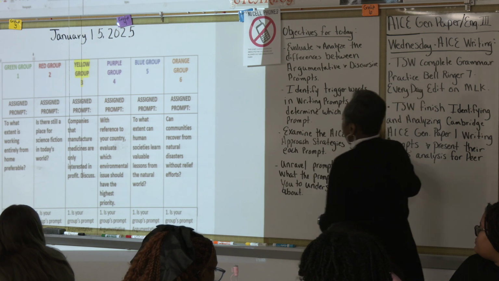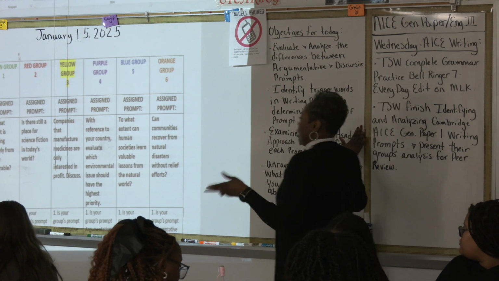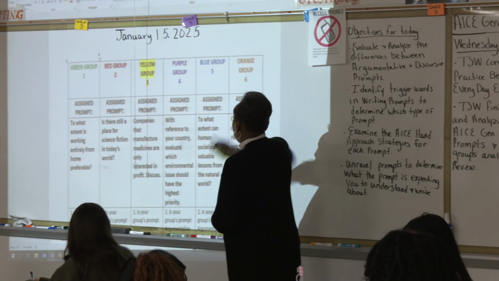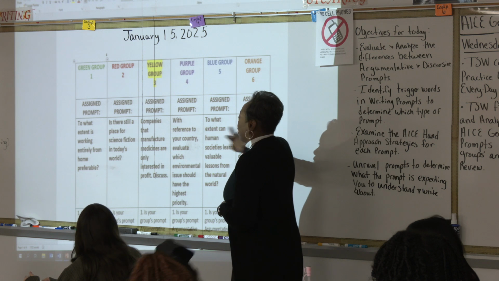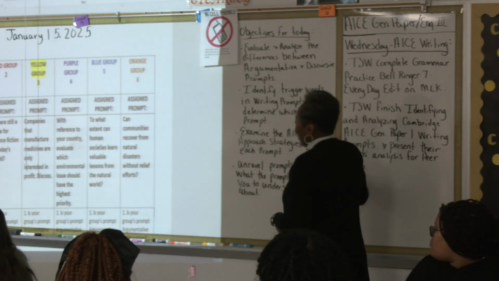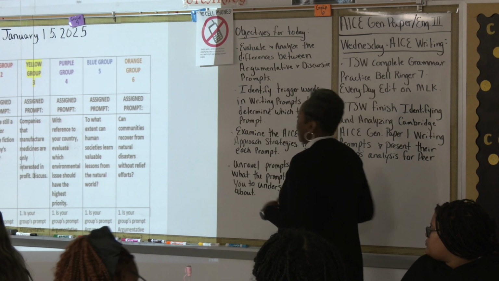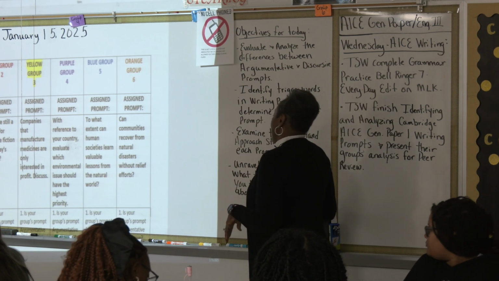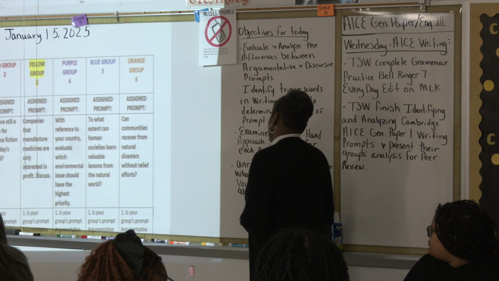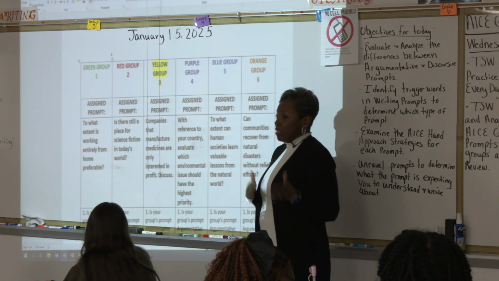All right. Then for question 3, we examined the ACE hand strategy approach for each one of your prompts. We said that 2 hand strategies will apply for each one of the prompts. Okay. You had to then explain and justify why you picked those 2 hand strategies for your prompt. Today, for number 4, we are going to continue to unravel our prompt to determine what the prompt is expecting us to understand in order to write an essay to this prompt.